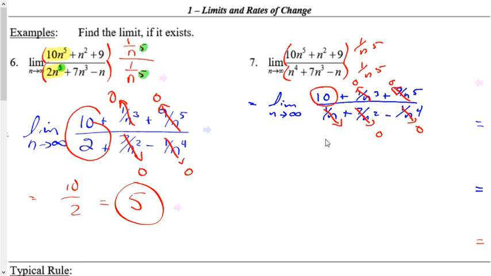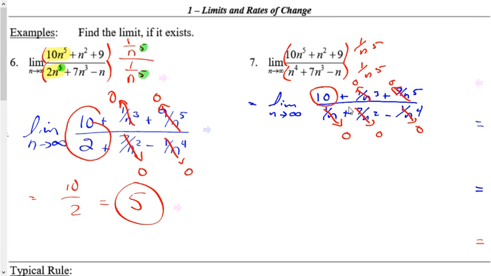So I get 10 over 0. Well, 10 over 0 is infinity. Or is it negative infinity? Well, there's the problem. We can't tell if our denominator is going to zero from the negative side, or from the positive side. We can't tell if this limit doesn't exist and is going to positive infinity, or the limit doesn't exist and is going to negative infinity. So we've hit a problem.